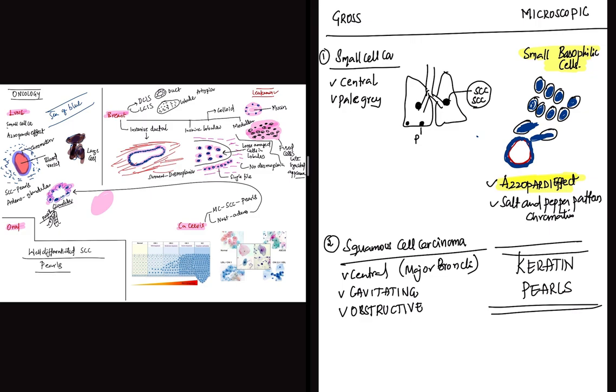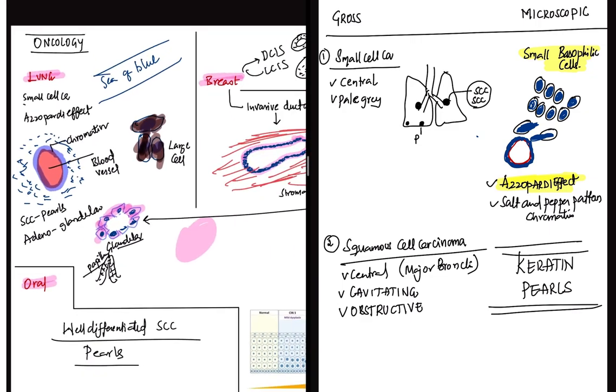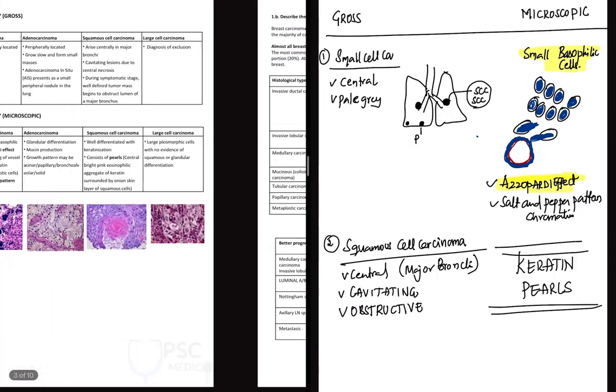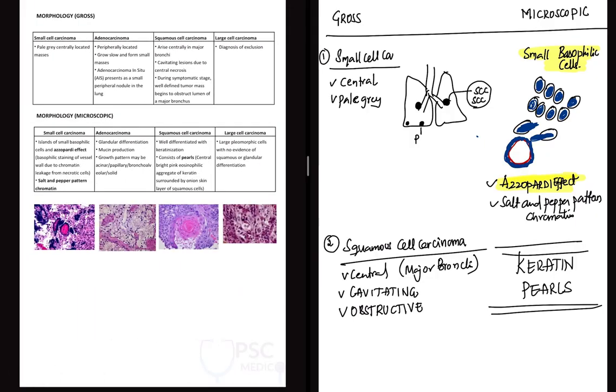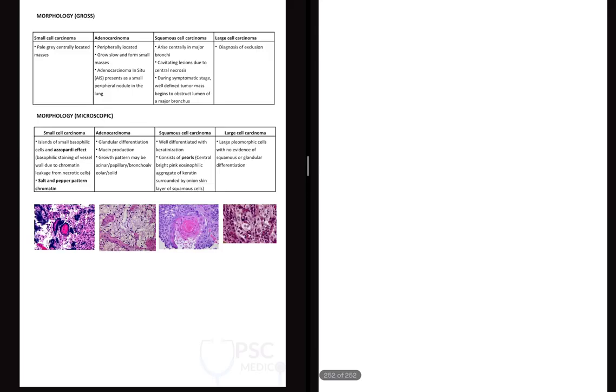We'll come back to this picture, which is very important, but for now we are discussing the gross and microscopic appearance. We are done with the gross and microscopic appearance of two entities. Let's go to the other entities now.